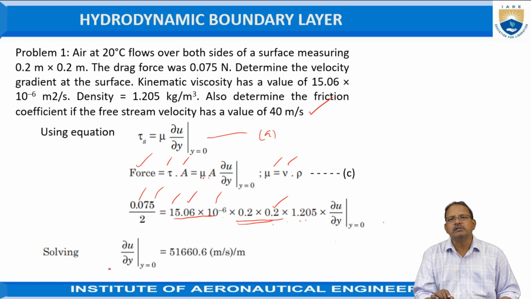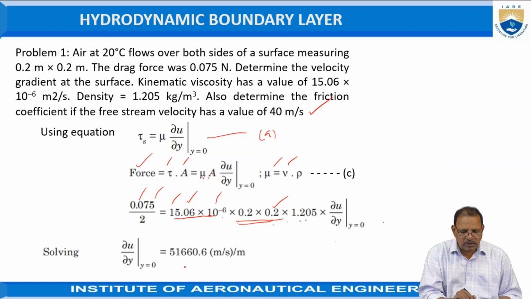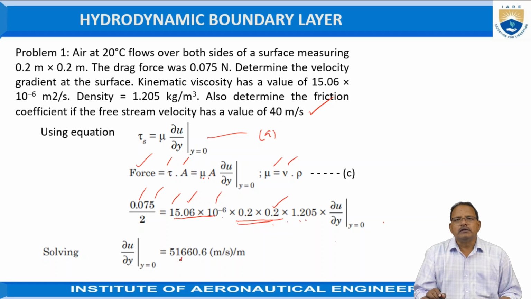On solving these equations, the velocity gradient at y = 0, that is near the plate, is 51,660.6 meter per second per meter.